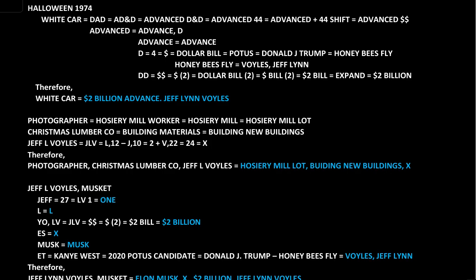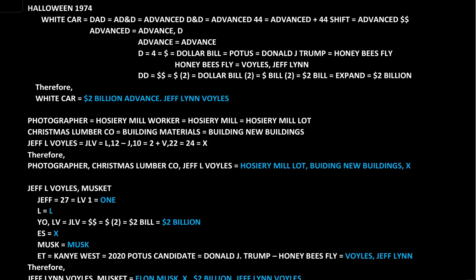The word bill can be short for billion when spoken. So $2 bill can be expanded to $2 billion. Therefore, the white car translates to $2 billion advance, Jeff Lynn Voiles. The photographer was a hosiery mill worker. Therefore, the photographer equals hosiery mill.